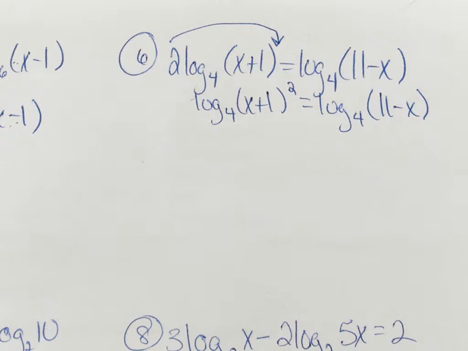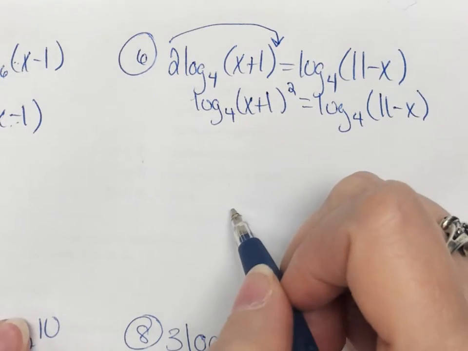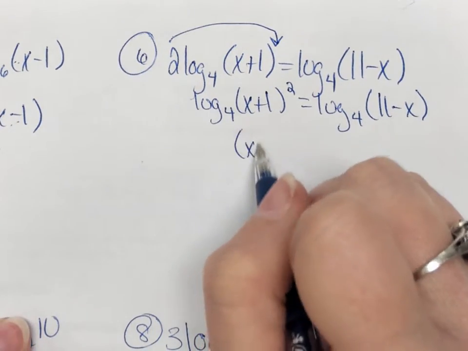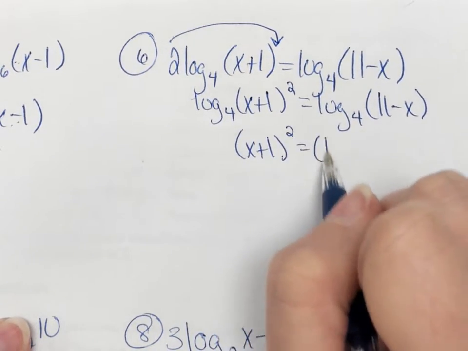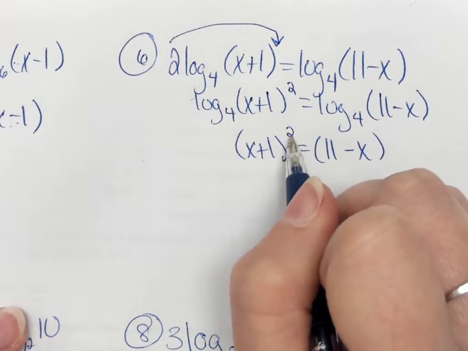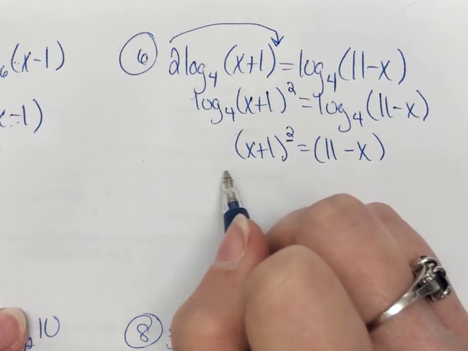We just did it. You have one log on both sides. What can you do? Set them equal. Very good. You have to have one log on both sides. Now, what does this mean right here? 2x plus 2. No.